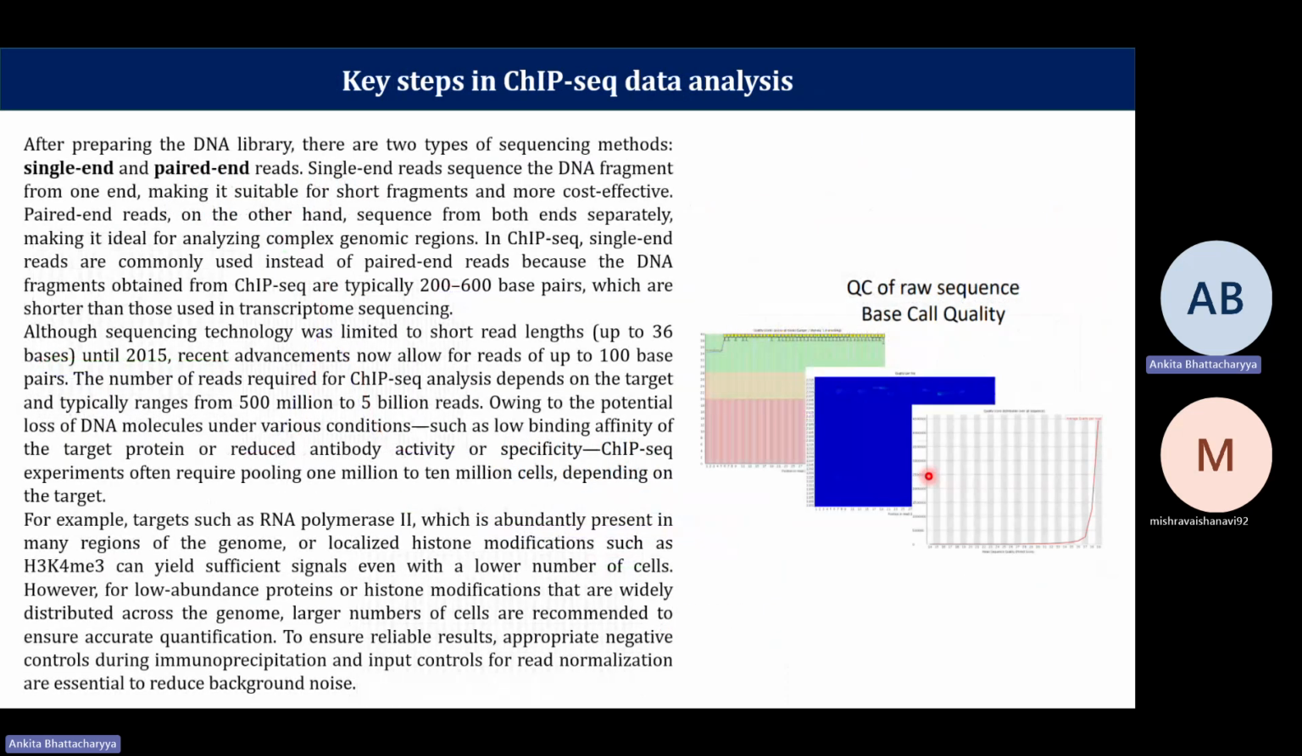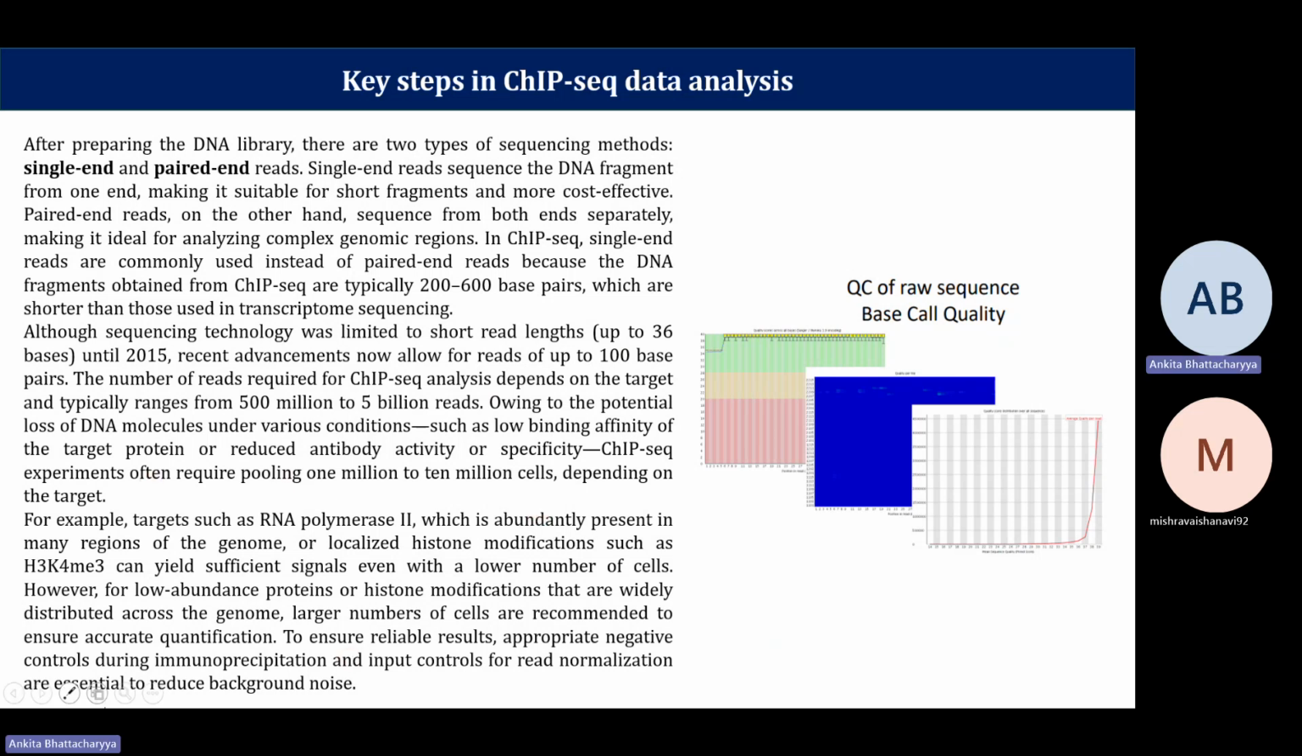One additional option that you always have is to either have a single end or a paired end read. Single end reads are able to sequence the DNA fragment from one end, making it suitable for shorter fragments. Paired end reads, however, can do so from both ends, which makes the utility of it much more enhanced. And you can have different ranges of your sequencing read. You can specify that based on your requirement.